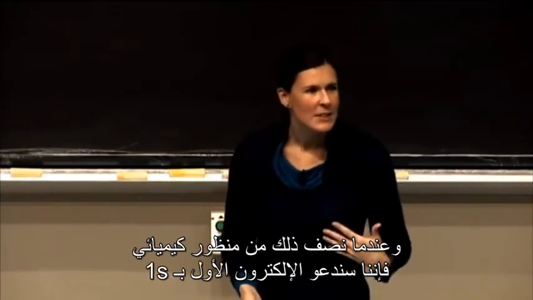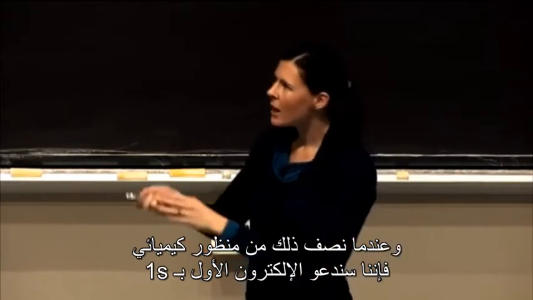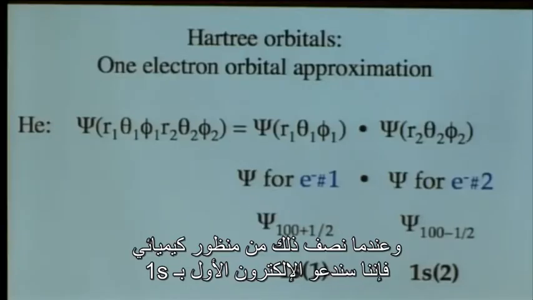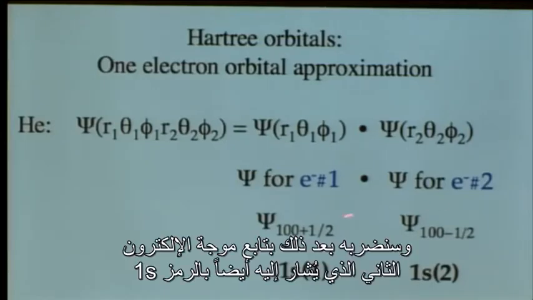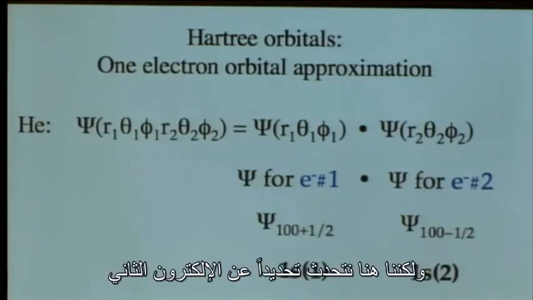And when we describe this using chemistry terminology, we would call the first one 1s(1), where the 1 is in parentheses because we're talking about the first electron, and we would multiply it by the wave function for the second one, which is also 1s, but now we're talking about that second electron.